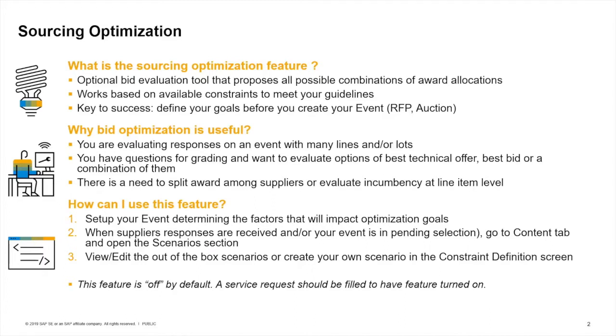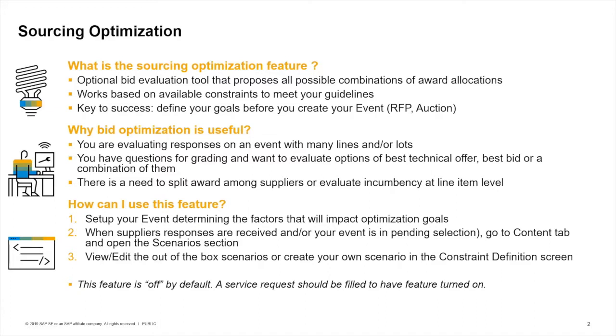What is the source optimization feature? It is an optional bid evaluation tool that proposes all possible combinations of award allocations among suppliers, and works based on available constraints to meet your guidelines and your choices. The key to success is to define your goals before you create your event, your RFP or auctions.